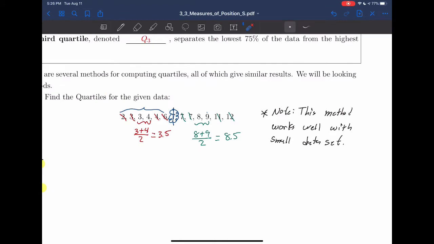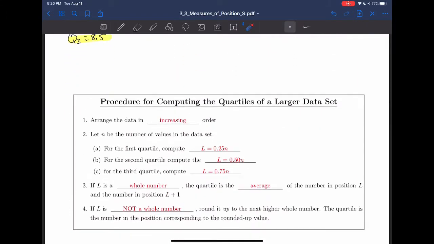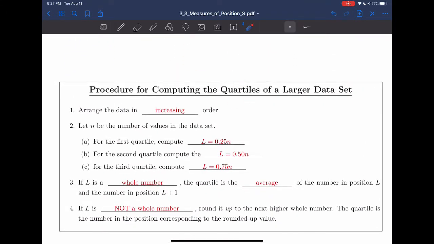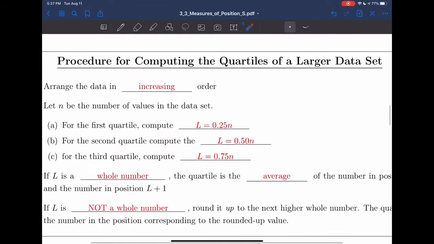For bigger data sets, you want to consider a different procedure. So here's a little instruction on how to compute your quartile when you have a larger data set. The first thing you want to do is arrange your data set from least to greatest. Then you want to know how many observations there are in your data set. We're going to call this n. To find the first quartile, you compute L, which is 0.25 times the number of values in your data set, or n.